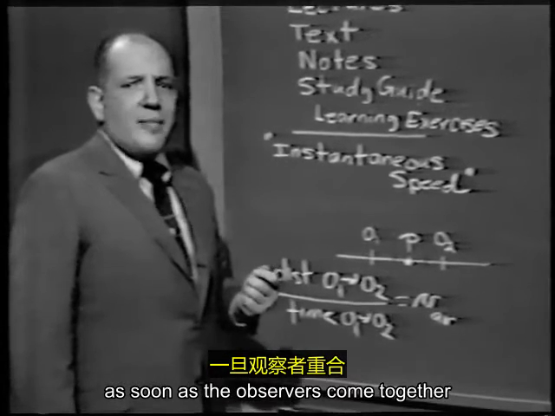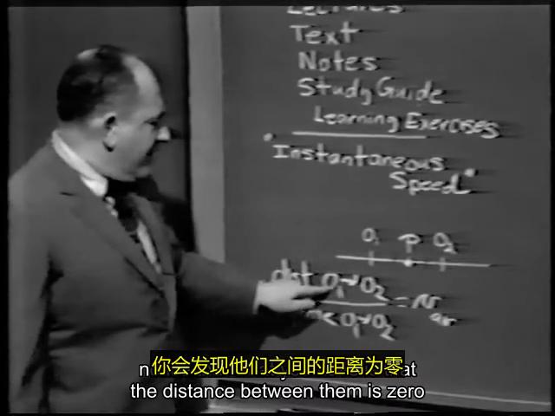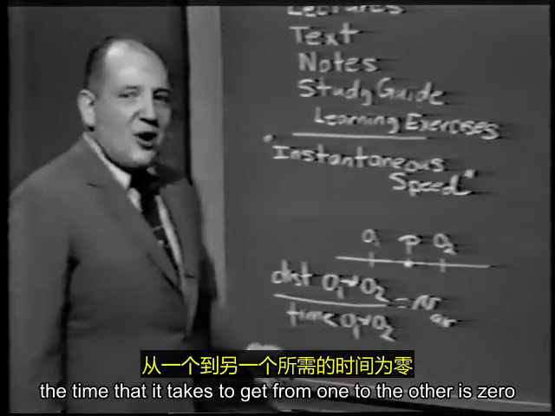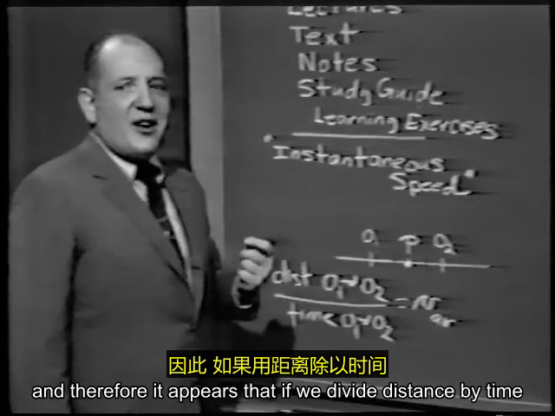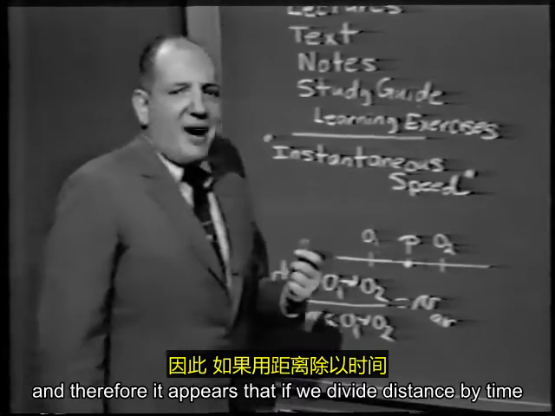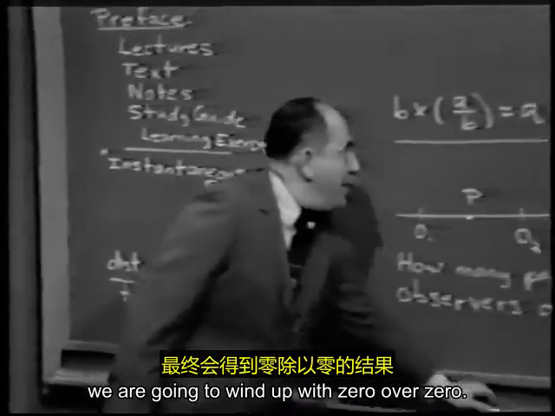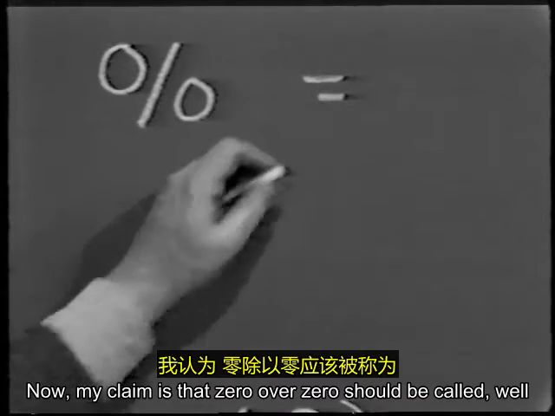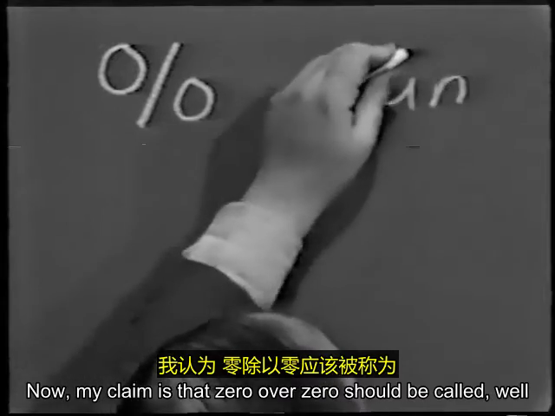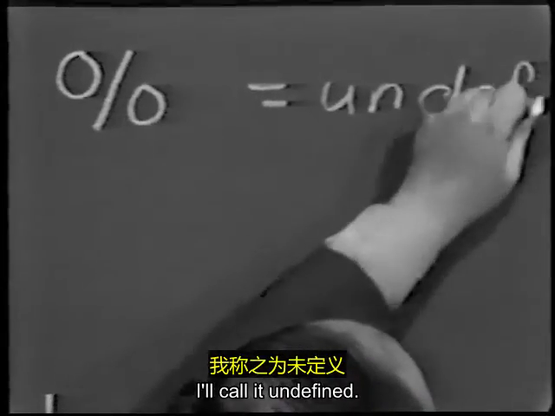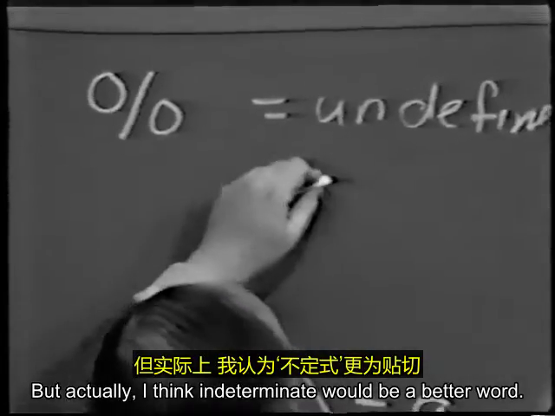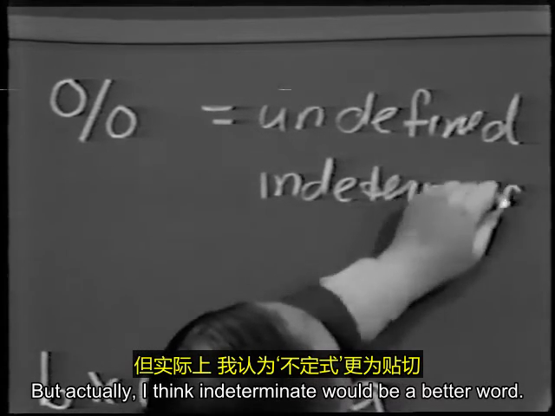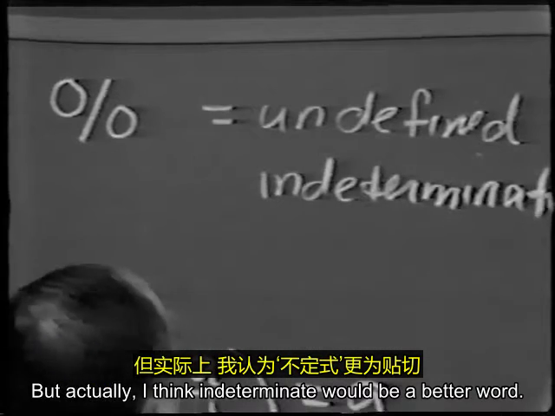soon as the observers come together, notice that the distance between them is 0, the time that it takes to get from one to the other is 0, and therefore it appears that if we divide distance by time, we are going to wind up with 0 over 0. Now, my claim is that 0 over 0 should be called, well, I'll call it undefined. But actually, I think indeterminate. Indeterminate would be a better word.